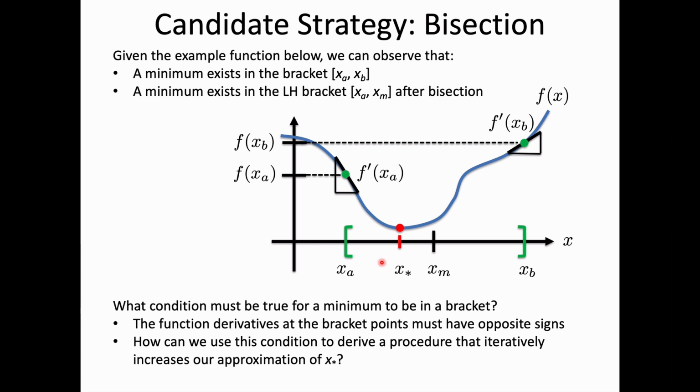The next step then is to address this question of how we can use this condition, this knowledge about how to use limited information and this bracketing strategy, to derive a procedure that iteratively increases the accuracy with which we approximate the minimum x star. The basic idea is we want to get closer and closer to this value of x star. And if we were looking at this in a more mathematical way, we'd want to be able to show or prove that as the number of iterations marches off to infinity, the accuracy of our solution converges to the true solution.